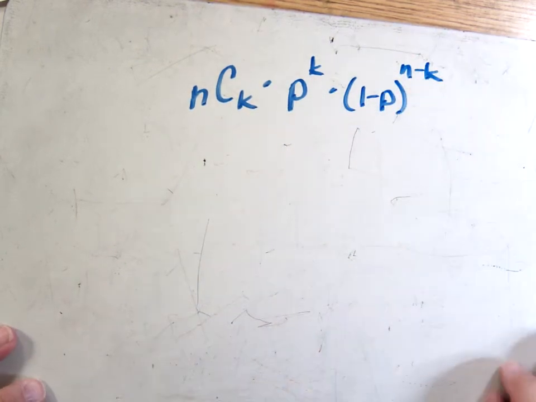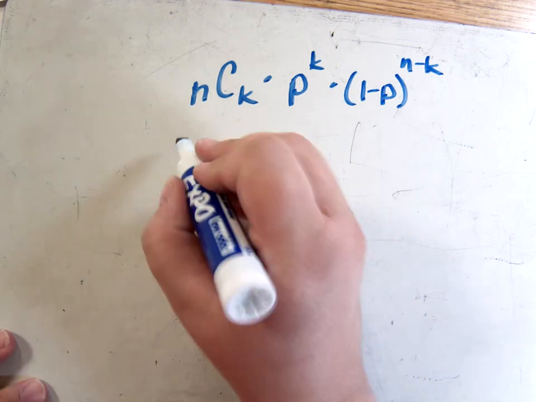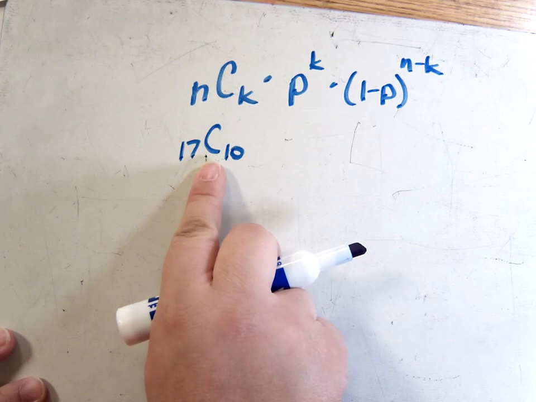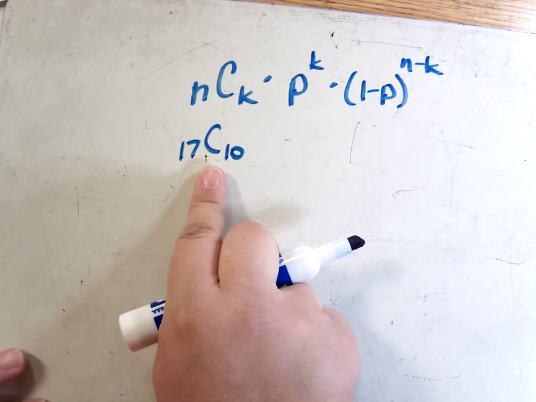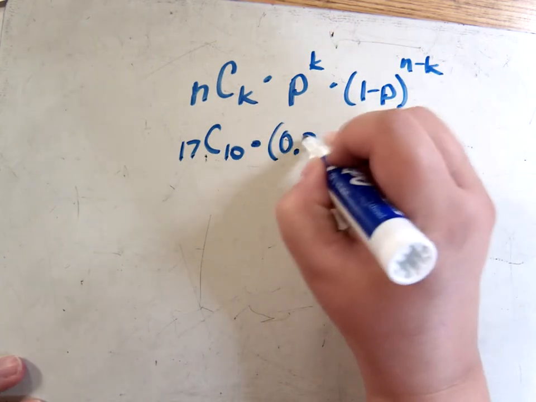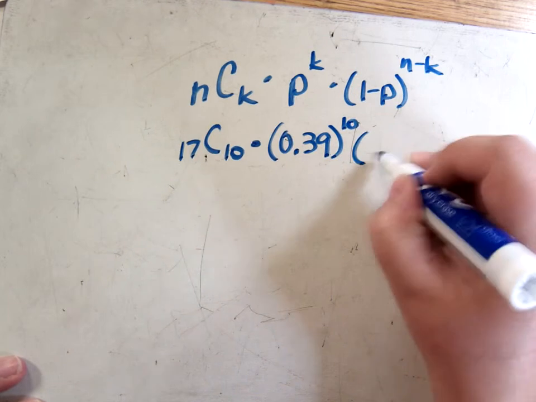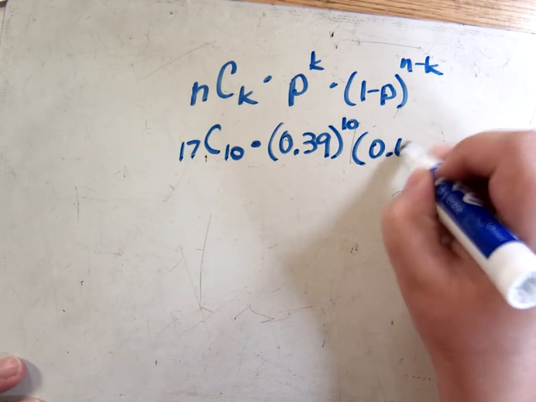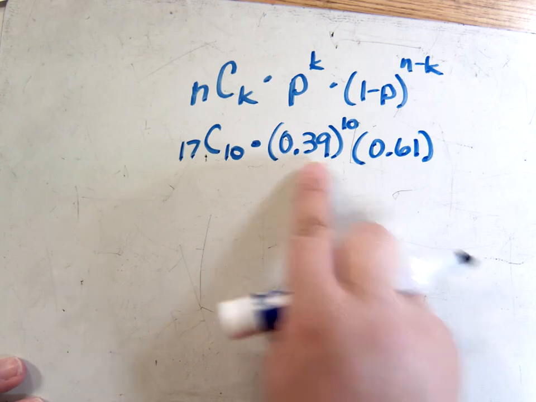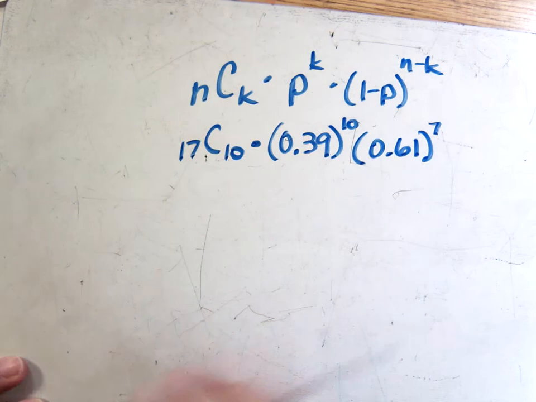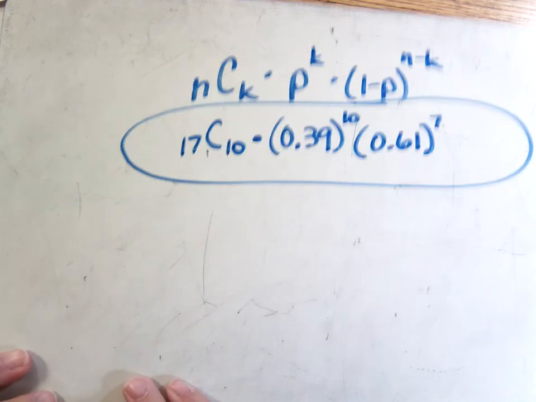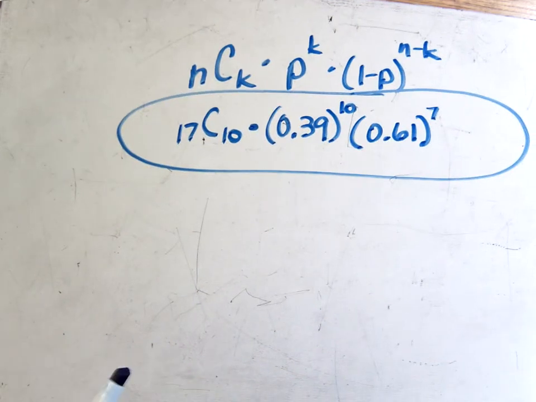That's the formula. So if I want to put that in the formula, I would do 17 choose 10, which is just saying the number of different ways that I could pick 10 objects out of 17, times 0.39 to the 10th, and 0.61, which is the complement of 0.39. If you have a 39% chance of success, that's a 61% chance of failure, and that happens 7 times. So this is what I would put in my calculator if I wanted to do it by hand, I guess you would call that, if I wanted to use the formula.